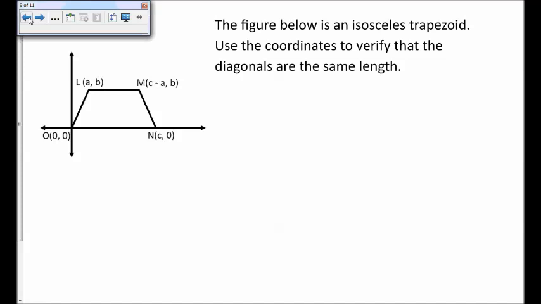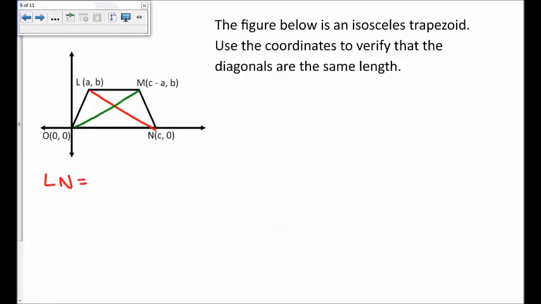The other kind of question we'll see is questions where we verify that a certain quadrilateral is what it says it is, or we verify some property about quadrilaterals. So in this one, we are given an isosceles trapezoid, and they've already defined the coordinates for us. We're now supposed to use these coordinates to verify that the diagonals are the same length. That's one property of isosceles trapezoids. So I'll find diagonal LN and diagonal MO and verify that they are the same length. I'll start off with diagonal LN.